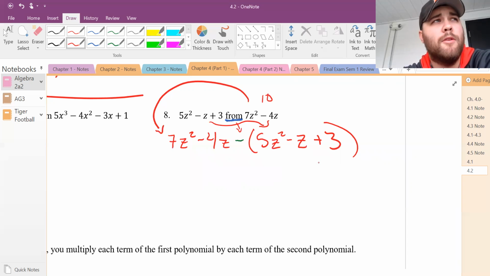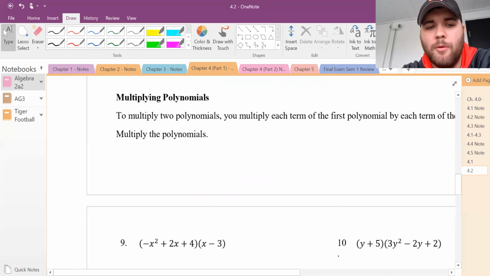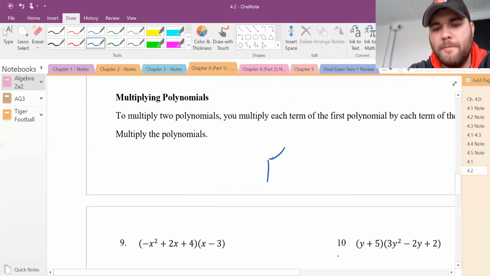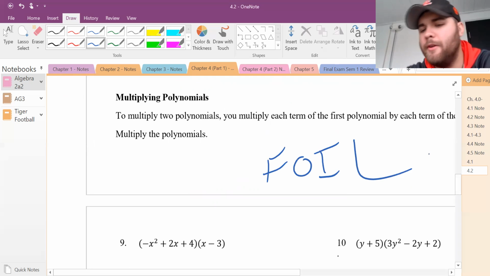I'm not going to do it for you. You guys can do it. Go ahead. I don't think we're going to struggle with that. What we are going to struggle with is this, multiplying polynomials. So foiling. We've all talked about foiling, right? First, outer, inner, last.